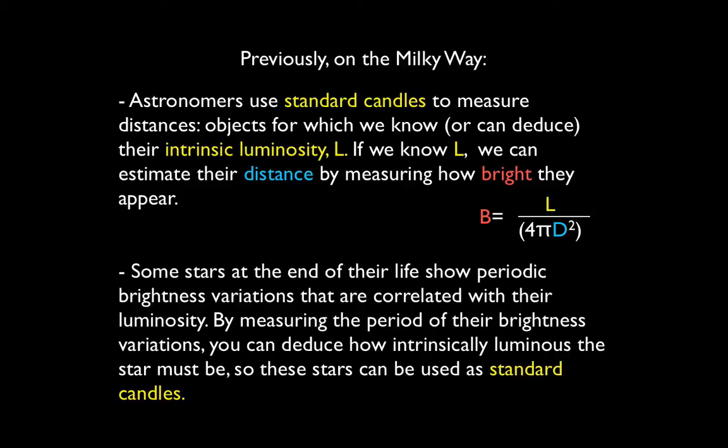What do we use as standard candles? Well, some stars at the end of their life show periodic brightness variations, and these brightness variations are correlated with how luminous they are. So by measuring the period of these variations, you can deduce how luminous the star must be, so that then by measuring their apparent brightness, you can deduce their distance. And so these stars can be used as standard candles.